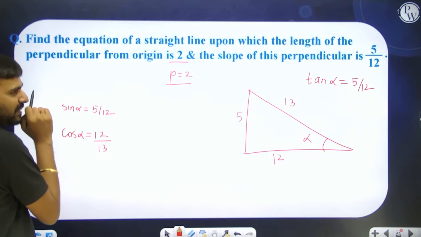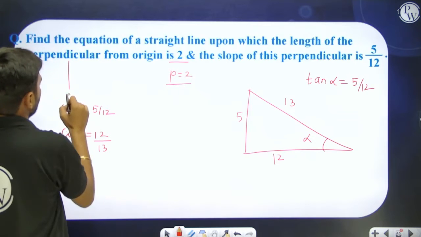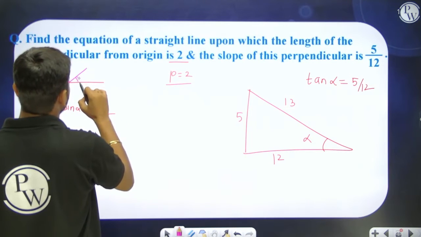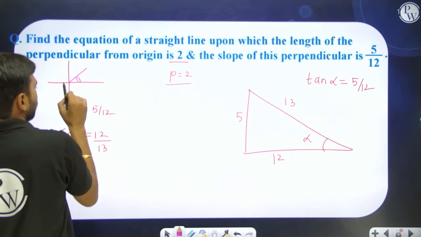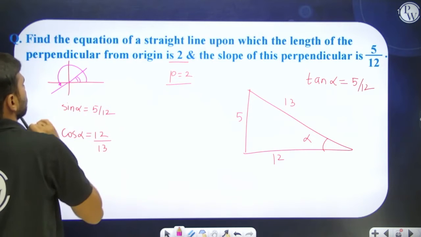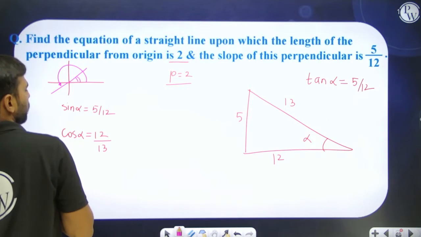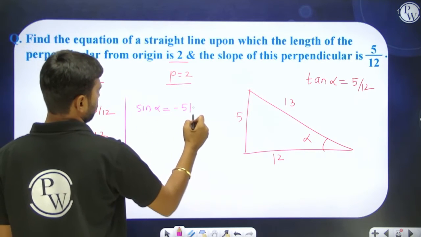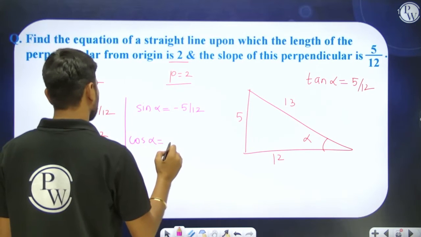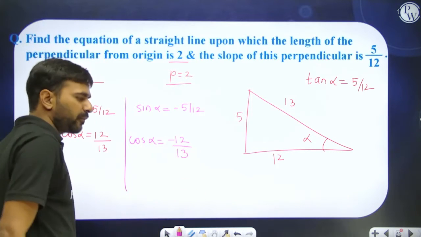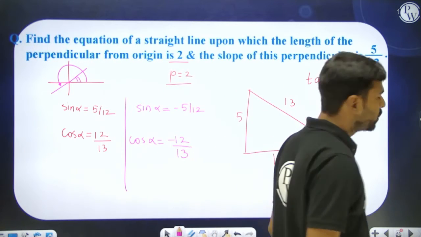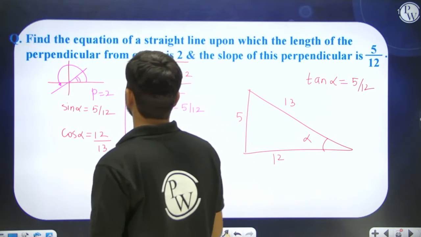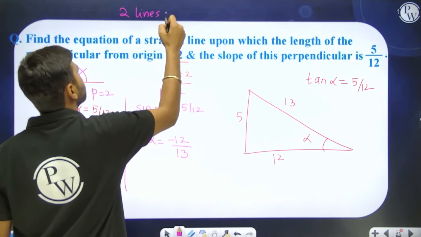Now there can be two lines as well, because if the perpendicular is like this, then the slope tan alpha is 5 by 12, and if the perpendicular is like this, you're going to take this one. Over here sin alpha and cos alpha will both be negative. So one case is this in which both are positive, another case is this in which both are negative. So two such lines are possible, one in the first quadrant and another one in the third quadrant. P is positive in both cases because P is a perpendicular distance. So two lines will come in this particular case.